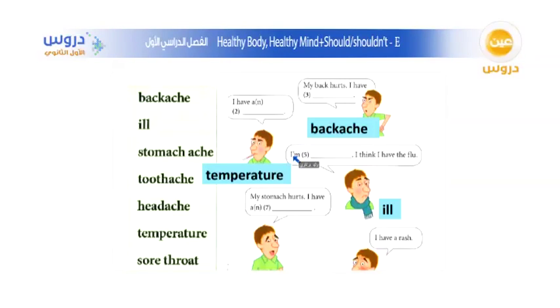Number 5, I am ill. I think I have the flu. Number 7, my stomach hurts. I have a stomach ache. All right? And then the last one is done. I have a rash.